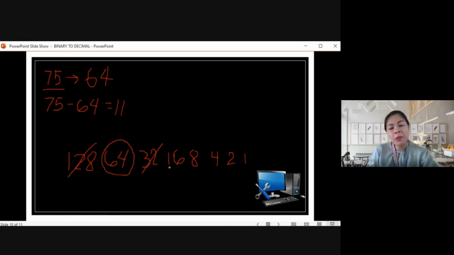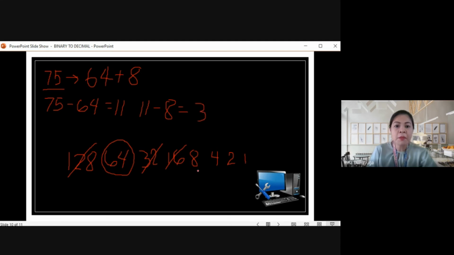The next number is 16. Again, it is bigger than 11. So let's cross this out. The next number will be 8. So that should be included. You'll have to add the number 8 here. Then you'll have to subtract the number 8 from 11. You will get number 3.